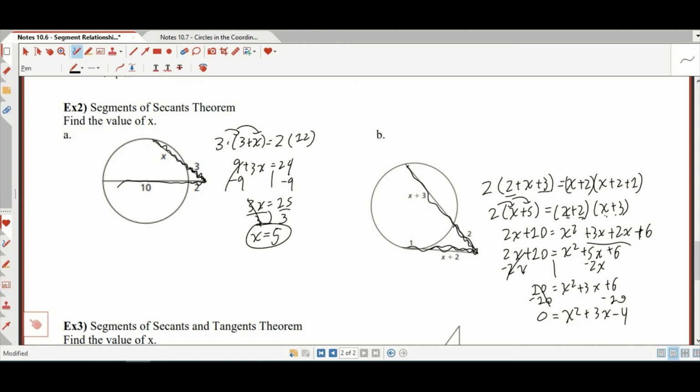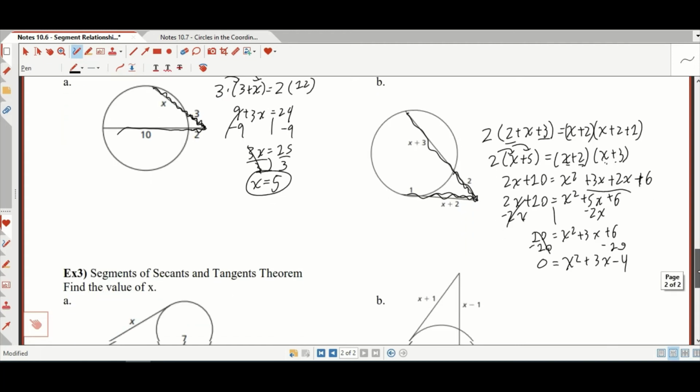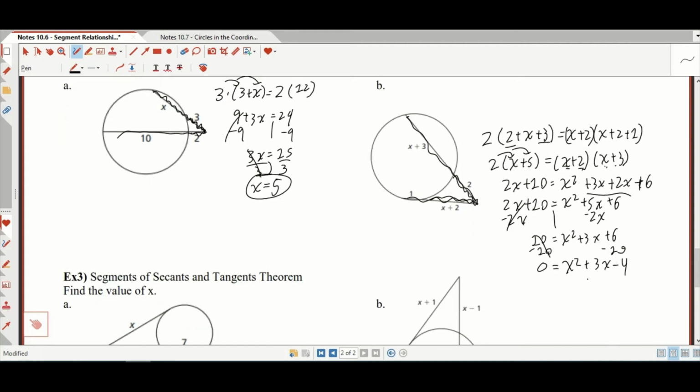Can I think of something that multiplies up to negative 4 and adds up to positive 3? I'm just trying to factor this to make my life easier. I can. (x plus 4) times (x minus 1) equals 0. So x equals negative 4 or x equals 1.